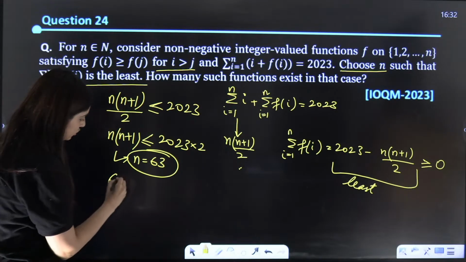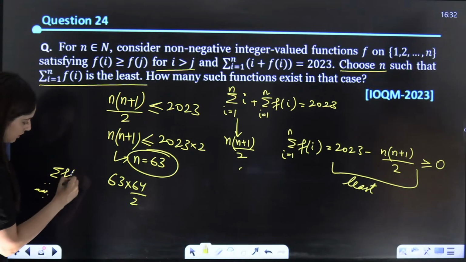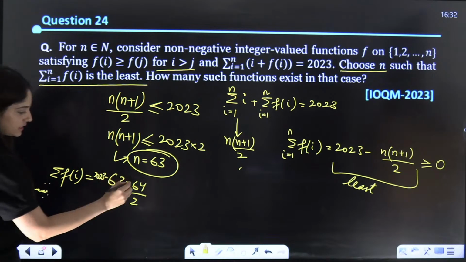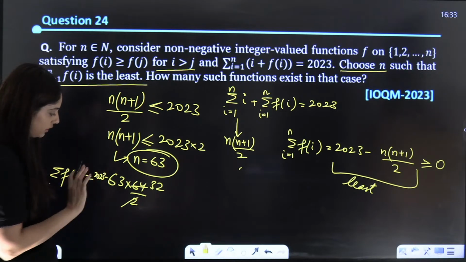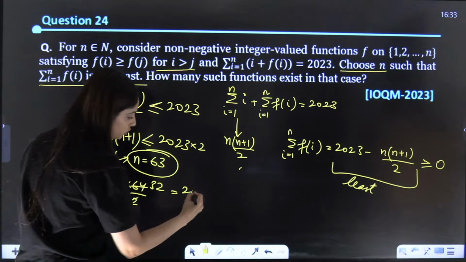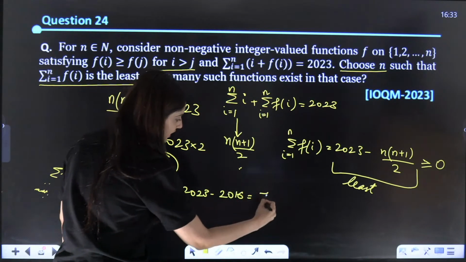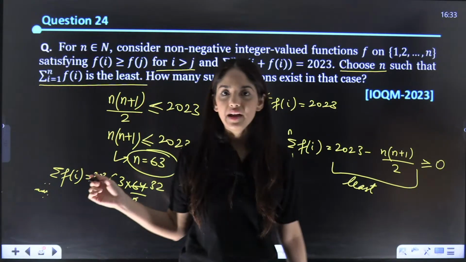So 63 into 64 by 2, sigma f of i is 2023 minus 63 into 64 by 2. So 63 into 32, and we subtract that. So 2023 minus 2016, and the answer is 7. Not the answer, but sigma f of i.